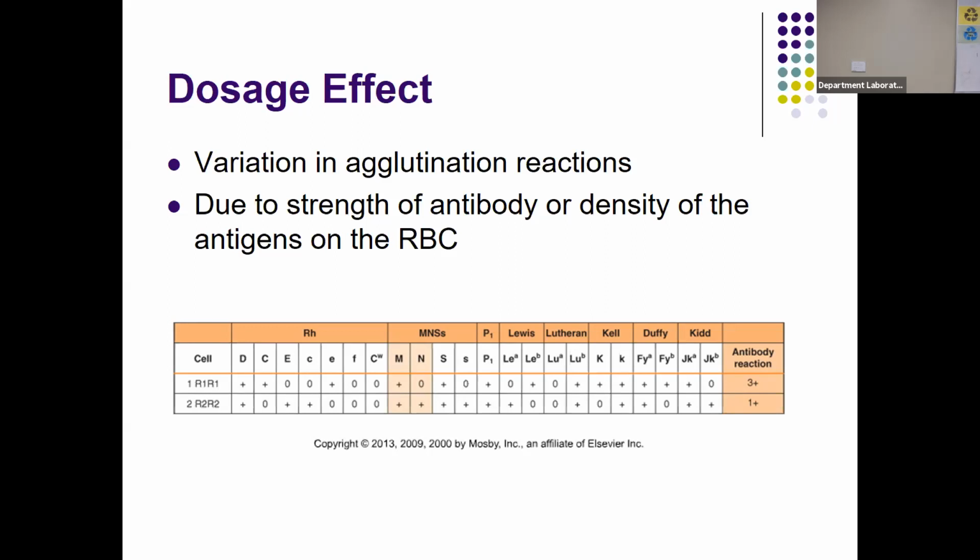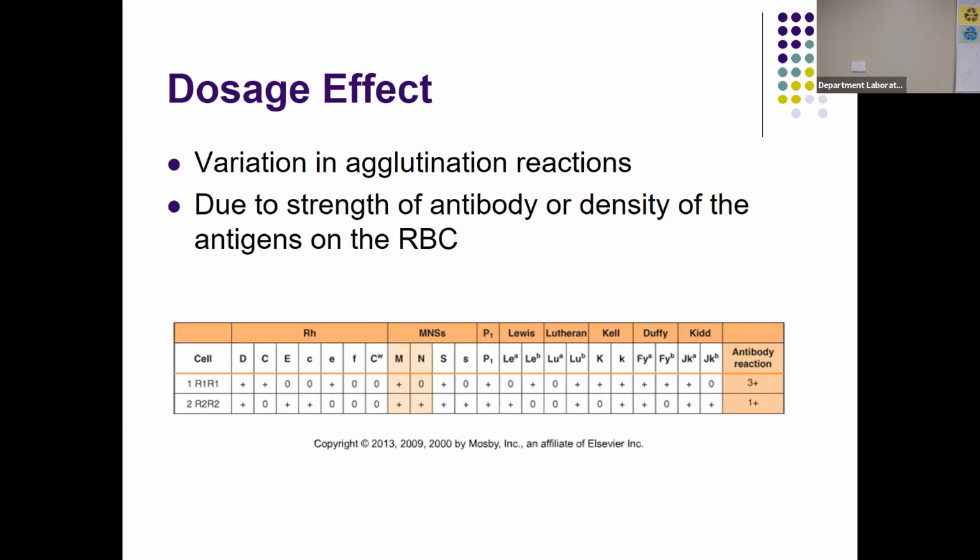Then here's your M, N, and S family. Okay, so M and N, and then big S and little s. Then the Lewis family, Lewis A and Lewis B. Lutheran, Lutheran A, Lutheran B. Kell, you have your big K, which I think is actually called Kell 1, and then you have your little k, which is called Cellano. And then WA, WB, JKA, and JKB. Okay? So you see how you have the haplotypes. JKA and JKB are a haplotype in the Kidd family.